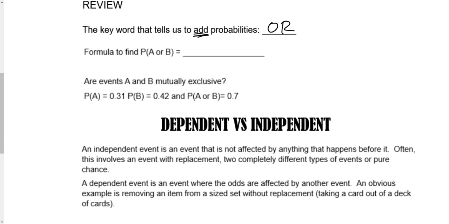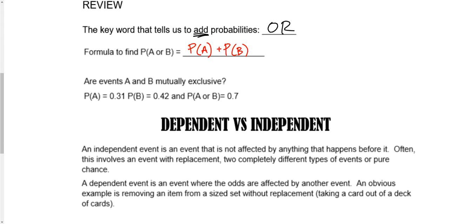Now there is a formula. There's a formula that I highly recommend you memorize because I don't think I'm going to put these formulas up on the test. When we do probabilities, there's three formulas you're going to have to remember. The one that we're talking about right now for the review is the one that has the word "or" in it. So if you see the word "or," it means find each probability separately and add them up.